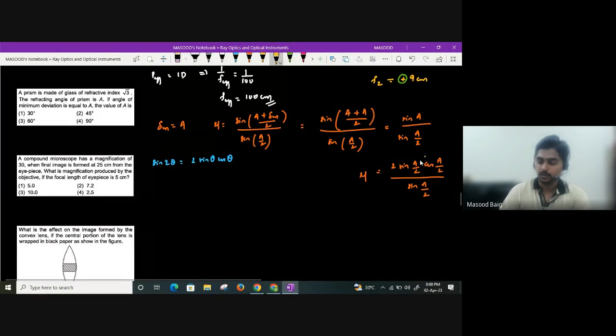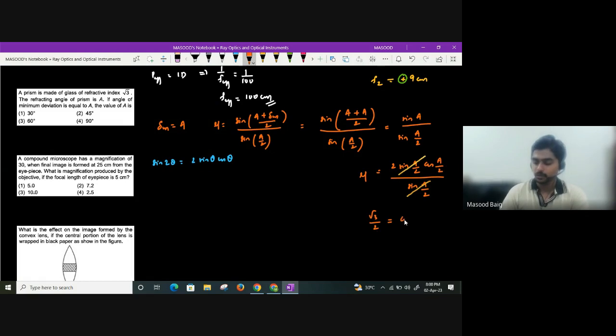So what can we cancel out? Sine A by 2 and sine A by 2 will get cancelled. Mu value is given as root 3. So root 3 divided by 2 can be taken as cos A by 2. For what angle is the value of cos root 3 by 2? For 30 degrees. So A by 2 will be equal to 30 degrees, and A will be 60 degrees.